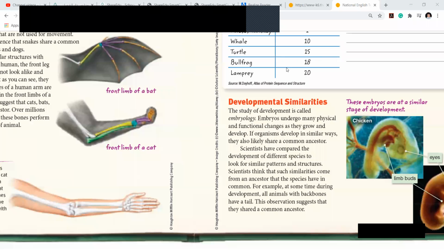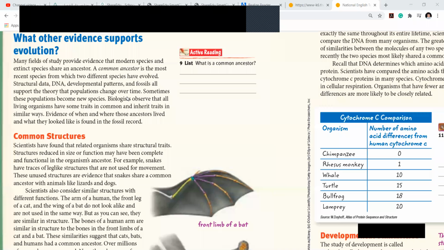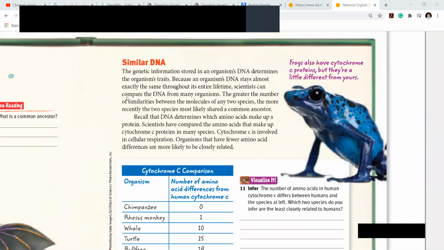Similar DNA. Okay, we spoke about the similar structure, common structure. We'll talk about similar DNA and then we'll speak about development similarities. The genetic information stored in an organism's DNA determines the organism's traits. Because an organism's DNA stays almost exactly the same throughout its entire lifetime, scientists can compare the DNA from many organisms. The greater the number of similarities between the molecules of any two species, the more recently the two species most likely shared a common ancestor. Recall the DNA determines the amino acids that make up a protein. You remember this, right? When we studied about DNA.